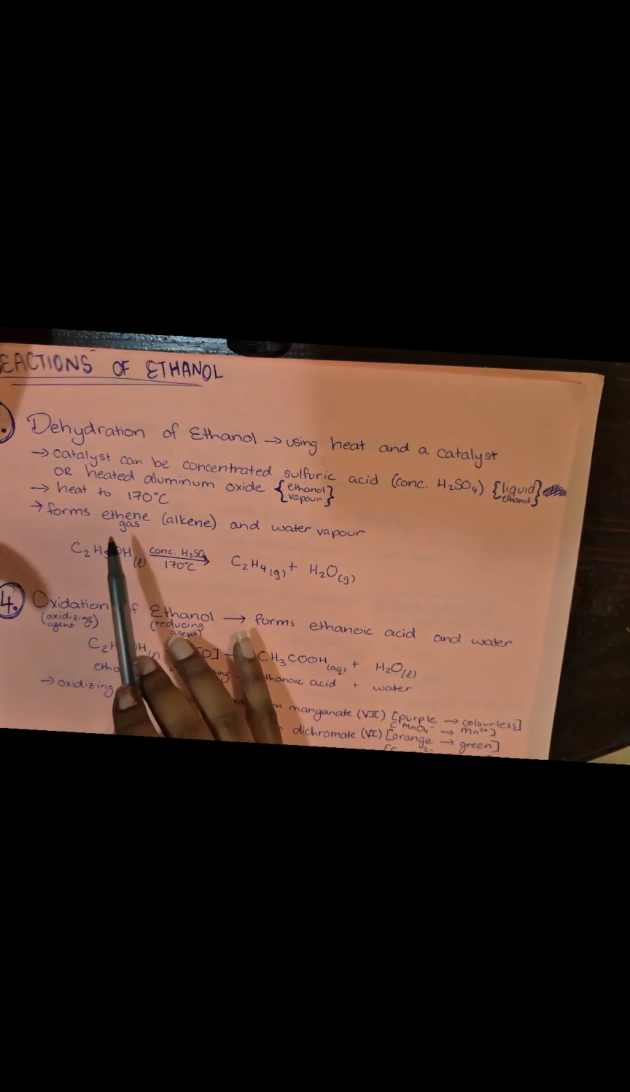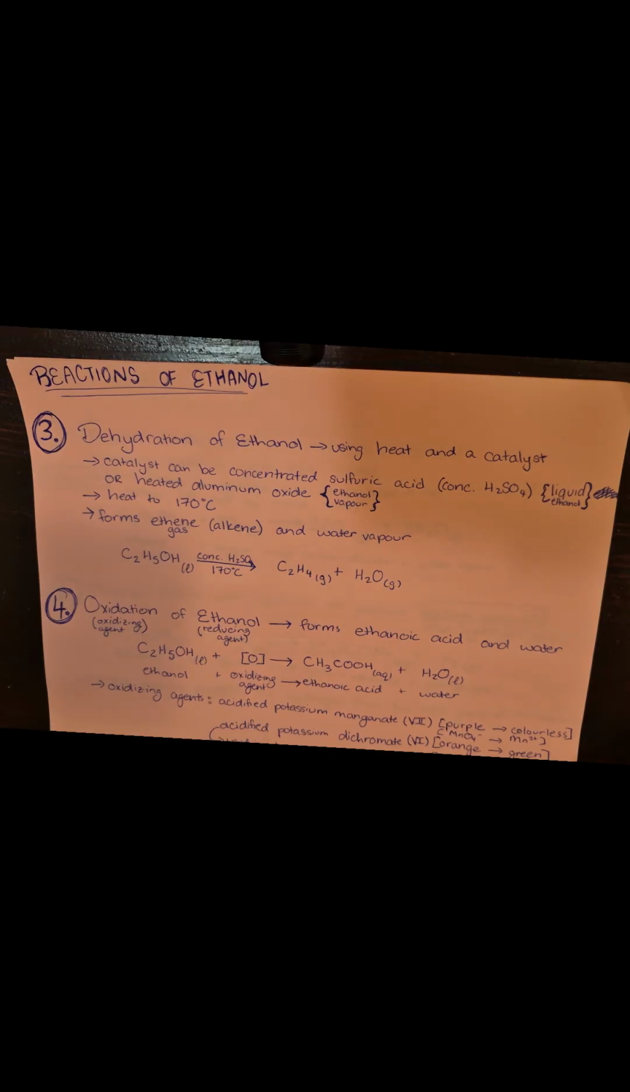So you're dehydrating it, so that means you're removing the water. When you take water out of ethanol, you remain with an alkene. And because it's ethanol, the alkene will be ethene. If you dehydrate an alcohol, you'll get an alkene as the product along with the water that comes out. And you put your specifications on your arrows. So you need concentrated sulfuric acid to make this reaction happen, and you need to heat it to 170 degrees Celsius.